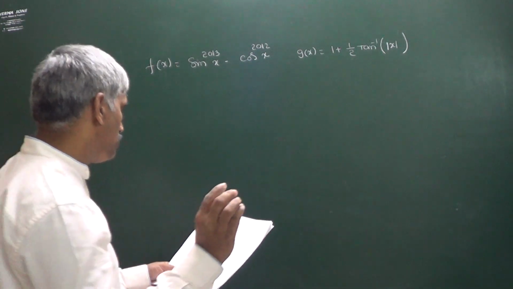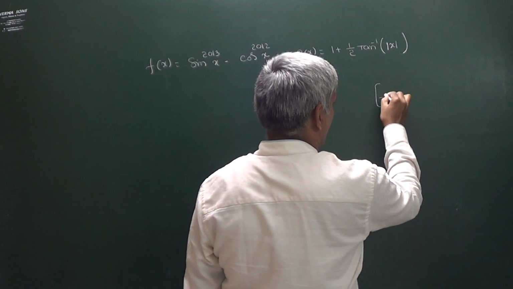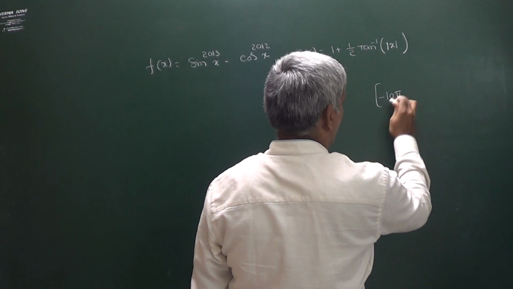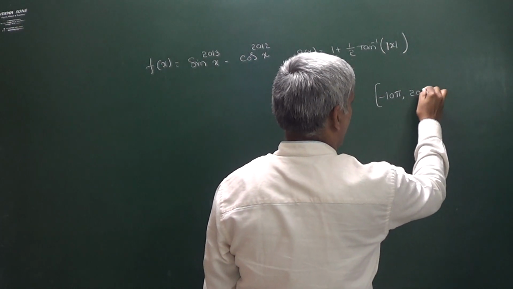Then the number of values of x in the closed interval minus 10 pi to 20 pi.